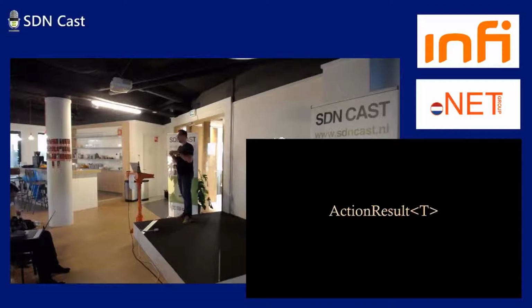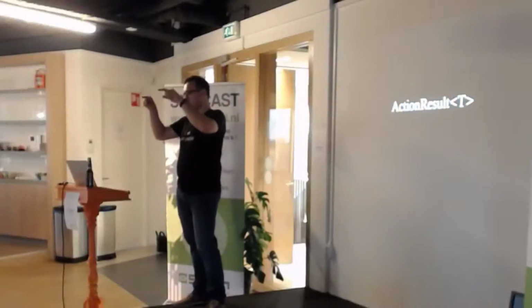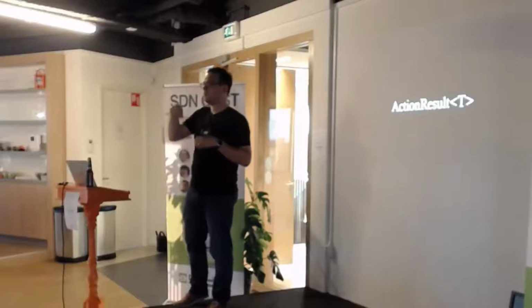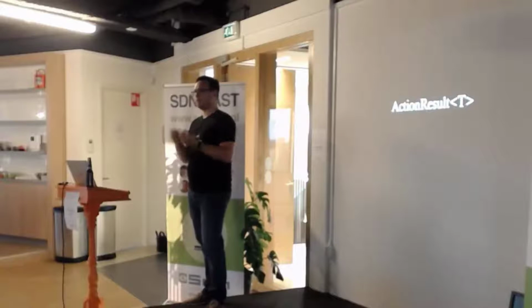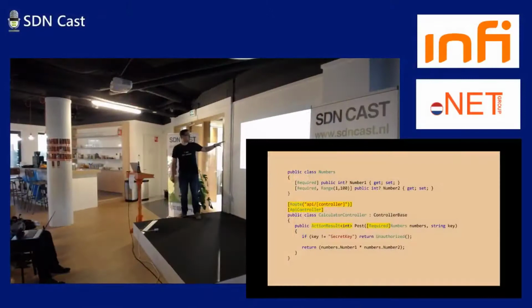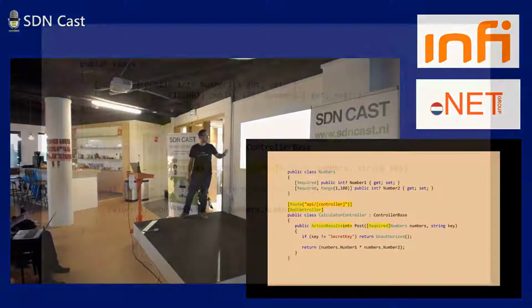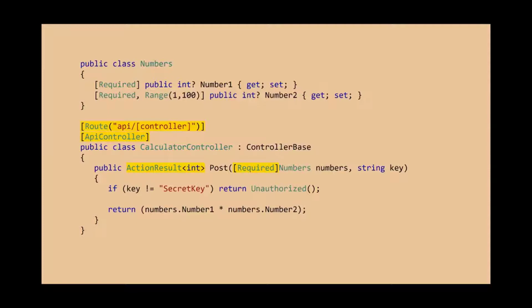ActionResult of T allows you to define the response as ActionResult, but if you happen to have a value, you can just return that value straight. You don't have to create a new result, like Ok. It infers Ok from your object. For instance, this is a typical example with a Numbers class with validation attached to the view model or the DTO. Number one and number two. Number two is limited between 1 and 100. And then you have your calculator controller with its ApiController attribute linked to it.